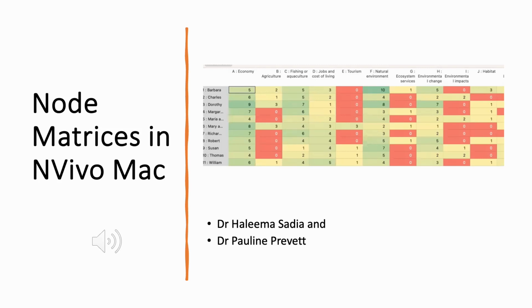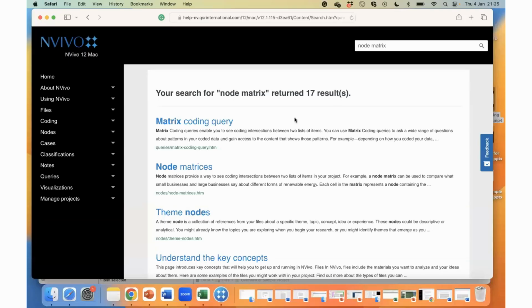In this video, we will talk about node matrices in NVivo 12 Mac. So node matrix is part of matrix coding query, which looks at coding intersection between two lists of items. And it all depends on how you have coded your data. So node matrices provide a way to see code intersection between two lists of items in your project.